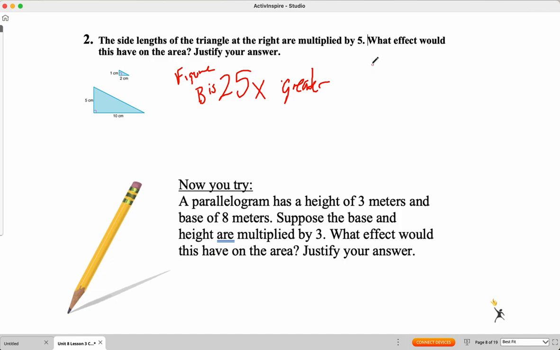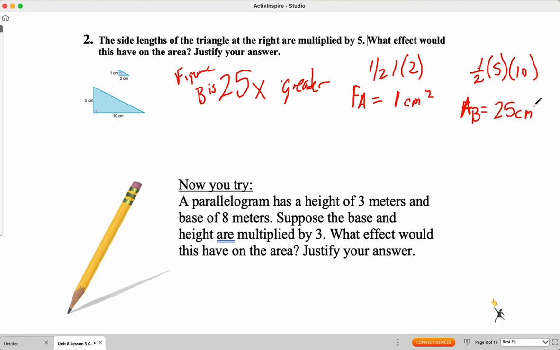Okay, so let's just check that to prove it. So we have 1/2 of 1 times 2. Well, half of 2 is 1, so 1 times 1 is 1. So the area of figure A is 1 centimeter squared. Let's see, figure B is 1/2 times 5 times 10. So the area of figure B is going to be 25 centimeters squared. And again, it exactly fits with what we just came up with.